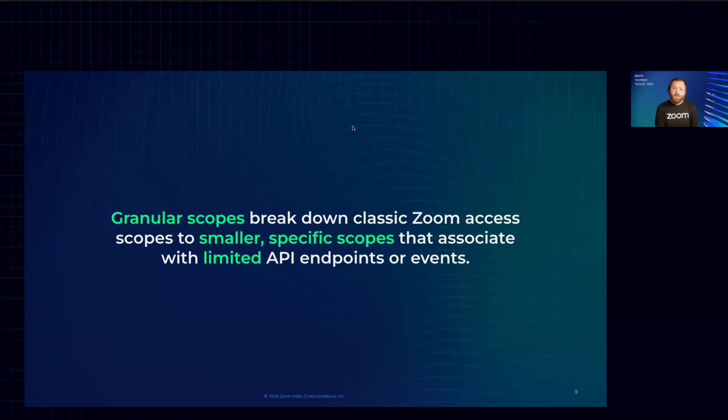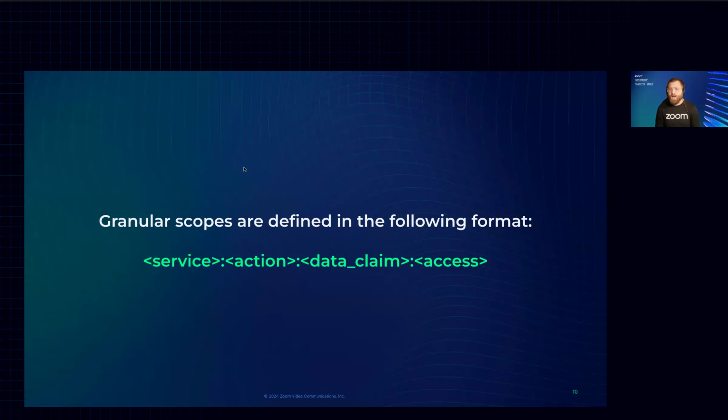Put simply, granular scopes break down the classic Zoom access scopes into smaller, more specific scopes that associate to limited API endpoints or events. And they're defined in the following format. They have a service, an action, a data claim, and an access. And we're going to dissect what each of these 4 items are that make up the granular scope definitions.